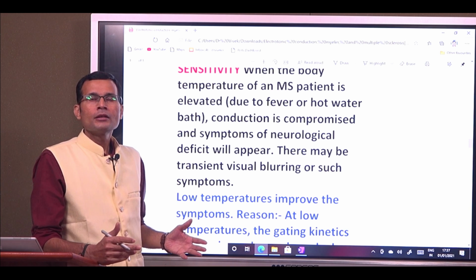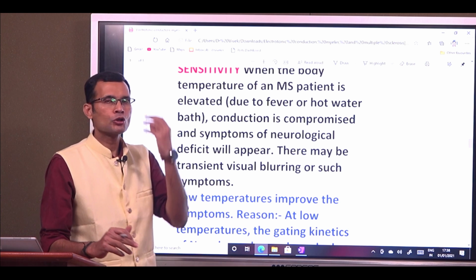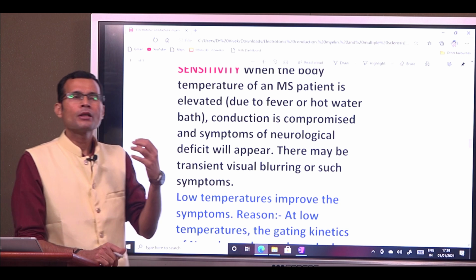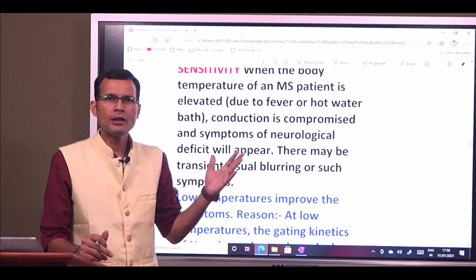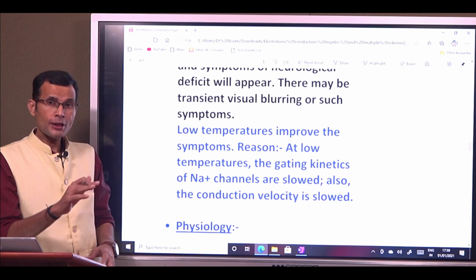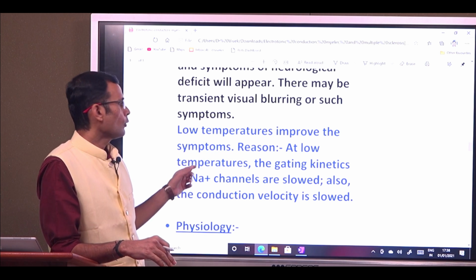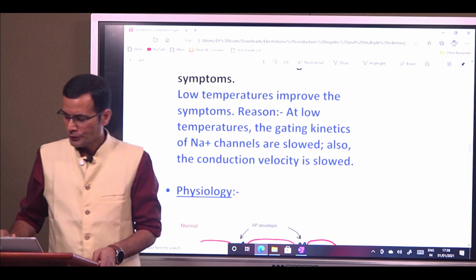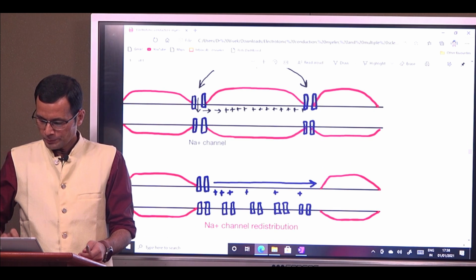For example, after a hot bath there is transient visual blurring because of optic neuritis, the second cranial nerve involved, or the third, fourth, sixth cranial nerves involved, and therefore diplopia, double vision, is possible. Low temperatures will improve the symptoms. Now, why is that? Let's just have this diagram.